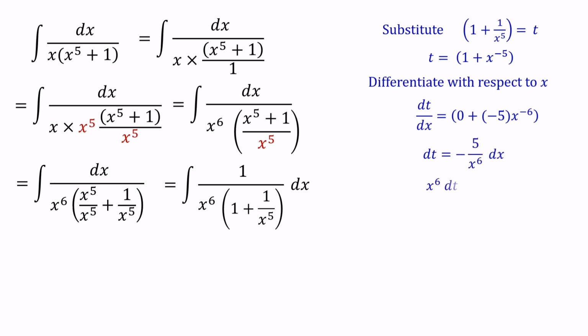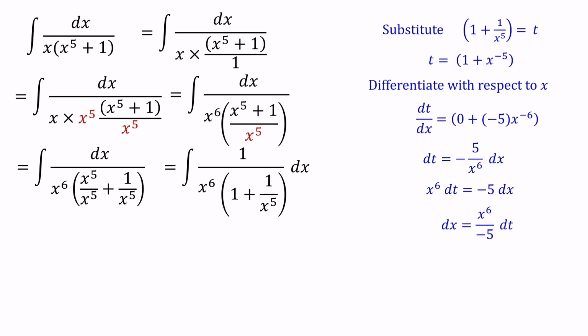Then we can substitute dx as x to the power of 6 over minus 5 dt. Let's move to the integration part. In here, instead of 1 plus 1 over x to the power of 5, we can substitute t. Instead of the dx value, we can substitute x to the power of 6 over minus 5.